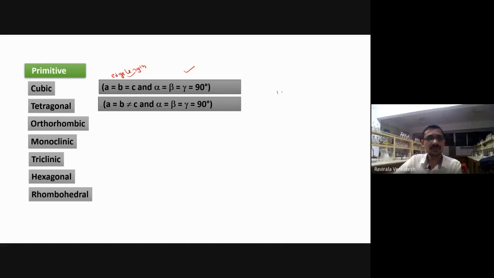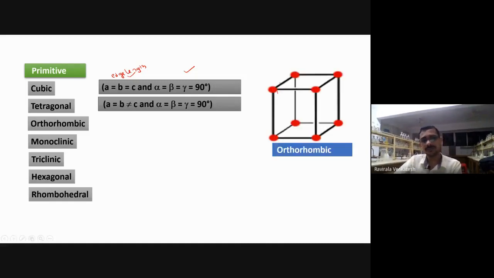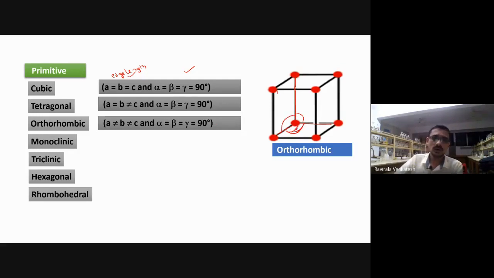Next is another primitive cell, orthorhombic. Here a is not equal to b, b is not equal to c, but all the angles are the same. This length is different, this one is different, and this one also is different. All the lengths are different, but the angles are the same. They are called orthorhombic. Examples we'll discuss later, no problem. Let me complete this one.